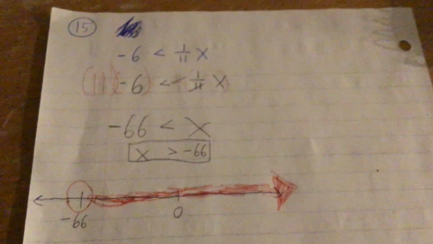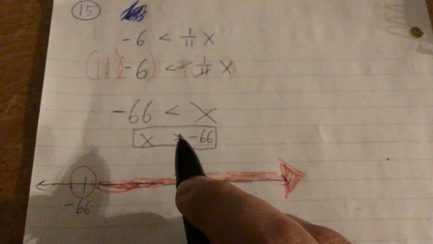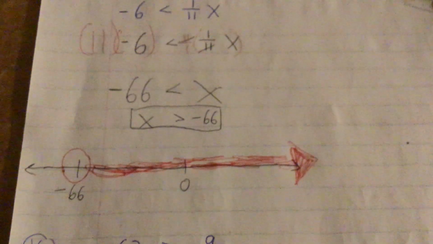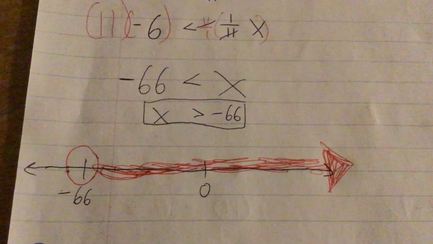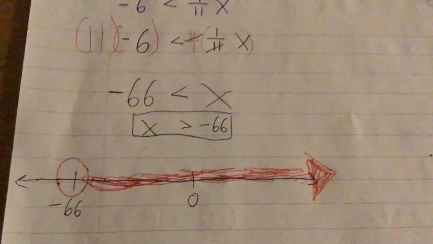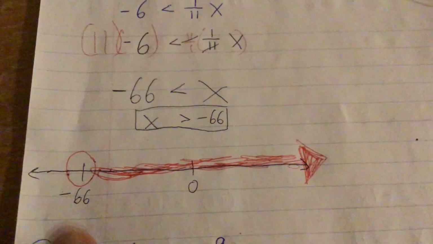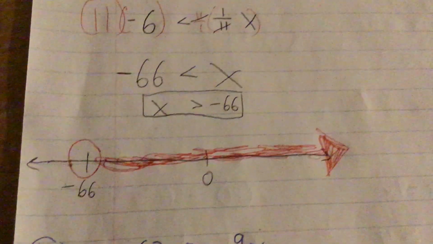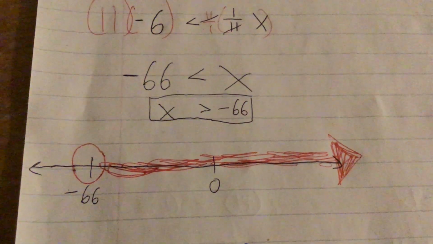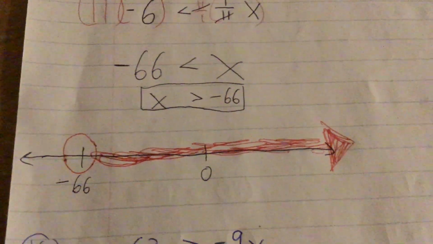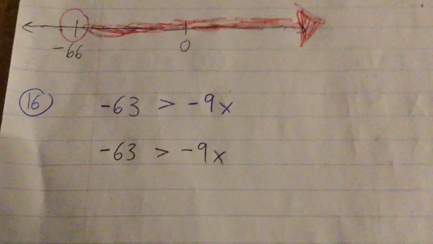Final question though. Is negative 66 included in the solution set? No. There is no greater than or equal to sign. It's just greater than. So all numbers bigger than negative 66, not including negative 66, are part of the solution set. All right, number 16. We've got 5 more to go.